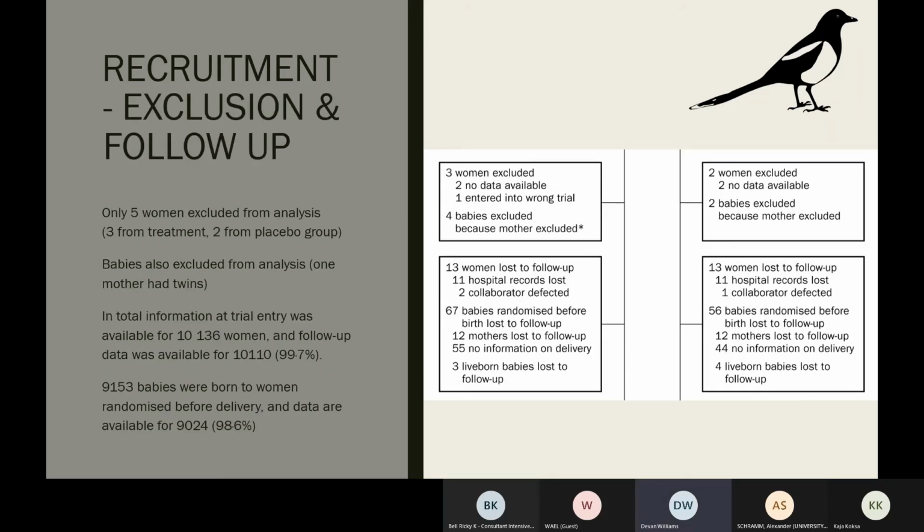From a follow-up perspective, the vast majority of women were followed up. I think it's something like 99.7%, which is rather impressive, and similarly high rates of follow-up of the neonates. There were only 5 exclusions in the entire data set, which is really impressive: 3 from the treatment and 2 from the placebo. Obviously, their kids were included. And if you're eagle-eyed and you wonder how 3 women have been excluded on one side, but there are 4 babies excluded, it's because there was a twin pregnancy on that side.